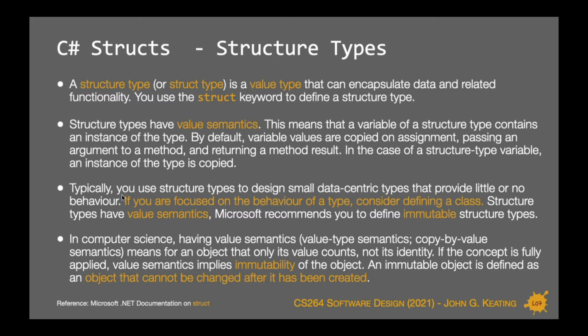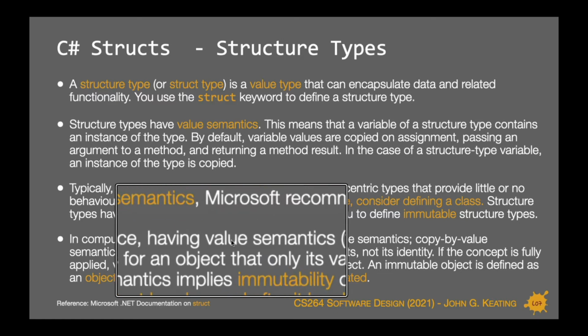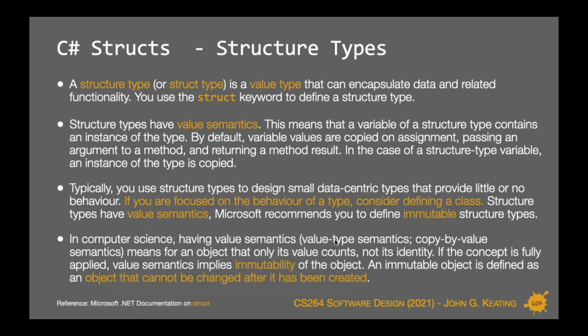So in computer science, we really need to focus on value semantics. Having value semantics, sometimes called value type semantics or copy by value semantics, means that for an object only its value counts, not its identity. Okay, it's an important concept that you understand.